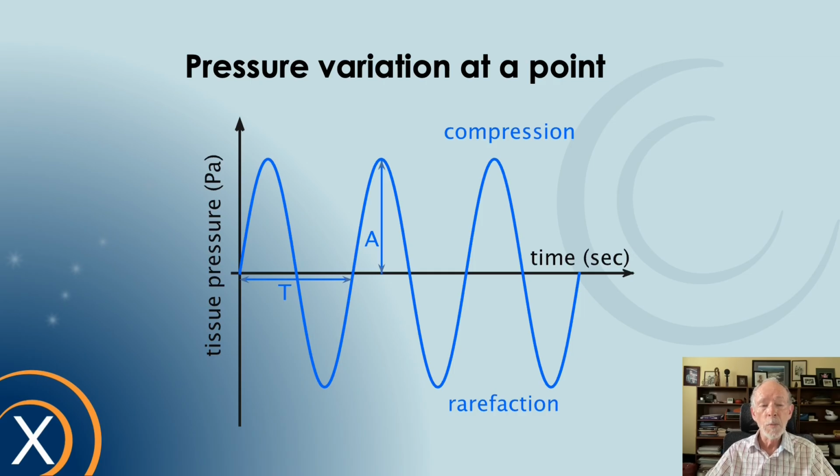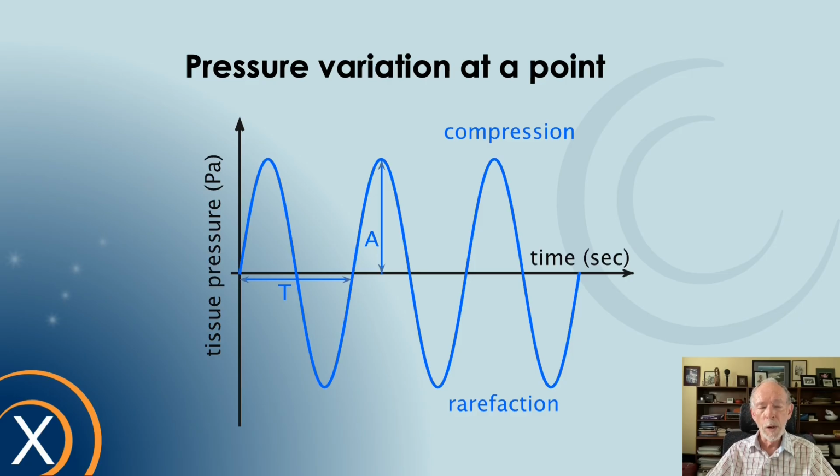This shows us the pressure variation at one particular point in the tissues. So we're looking at a point in the tissues which an ultrasound wave is passing through. The vertical axis in this graph is tissue pressure, and the horizontal axis is time. The center line represents the average pressure in the tissues, which will be essentially the same as the external air pressure. So you can see that the pressure is increasing and decreasing in a cyclic, oscillating fashion. When the pressure is increased, we refer to that as compression. When the pressure is decreased, that's rarefaction.